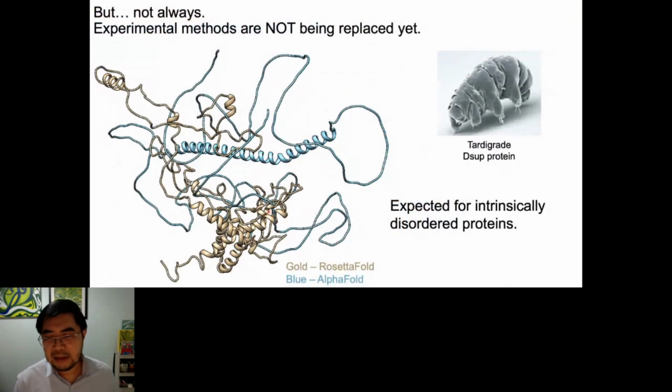In this particular case, I took an example of the D-sub protein, or the damage suppressor protein, from tardigrade or water bears, and it was predicted using both RoseTTAFold and AlphaFold. So in gold, RoseTTAFold; in blue, AlphaFold. And as you can see here, even when superposition was done, it couldn't quite find any similarities. It couldn't really agree on what the fold of the structure is. So it's clear that experimental methods are not going to be replaced yet.